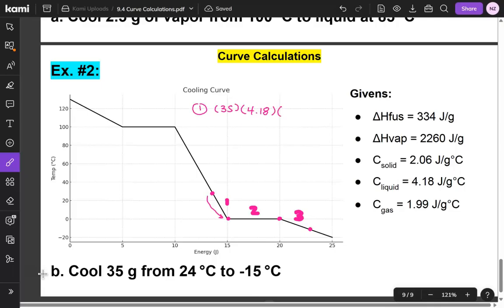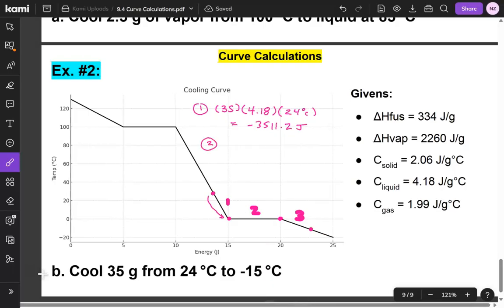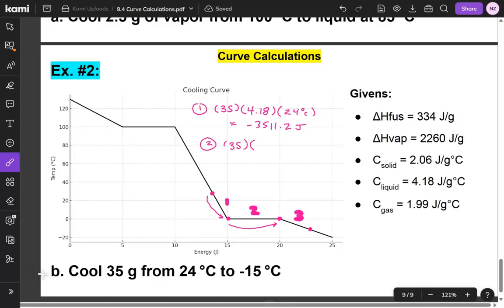And then our change in temperature is 24 degrees. Plug that into my calculator. Again, it's a cooling curve, so this will be negative 3511.2. For the second segment, we are going from liquid to solid. So our mass is 35. And since we are going to a solid, that is going to be 334 because we're using the heat of fusion. That'll be negative, because we're cooling, 11,690 joules.